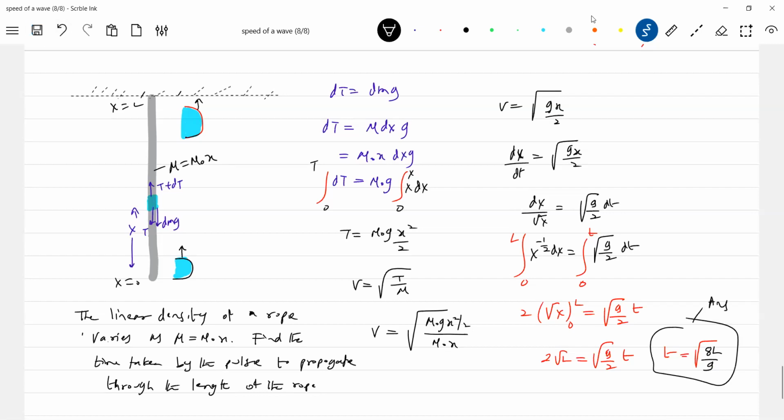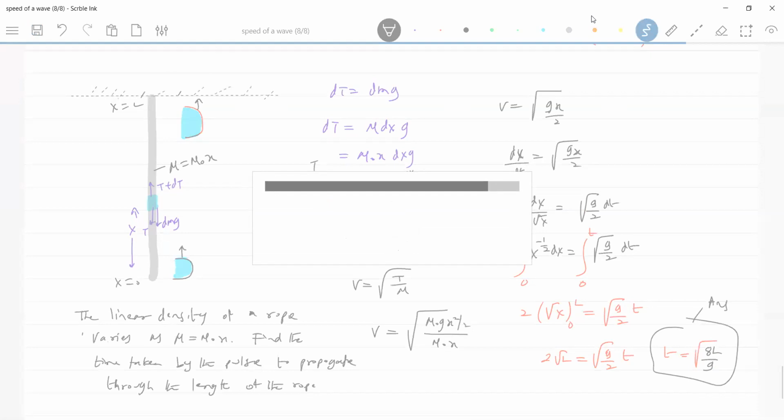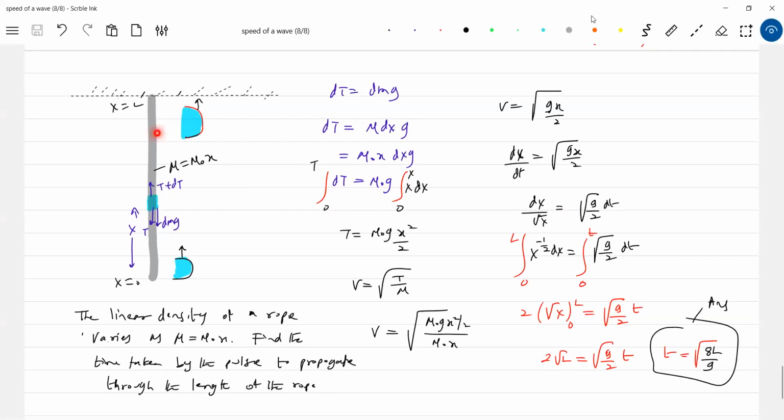Okay, now getting the idea, the tension in the rope can also vary. It's not that it should be fixed. It can also vary. The mu can be constant, and can also be variable. Then we use this particular condition.